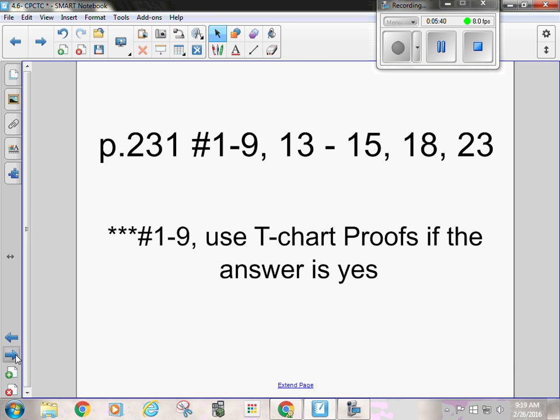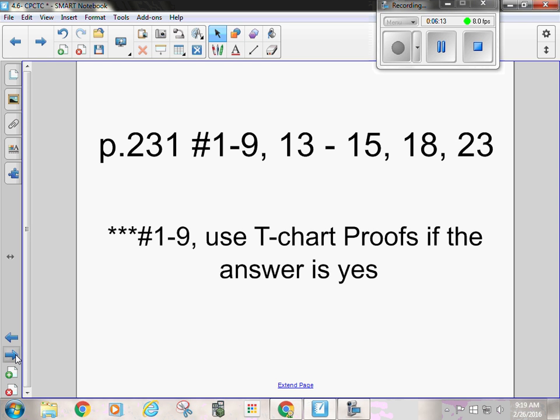And here's the assignment. 1 through 9 gives you proofs or gives you pictures and asks, do you know if these things are congruent? Before you can say that they're congruent, you need to prove that the triangles are congruent. So if you know that the triangles are congruent by one of our 4 congruences, then you're going to use a T-chart proof to prove that those sides or those angles are congruent. And we'll talk more about that again when I see you guys next, and maybe even do a couple together.